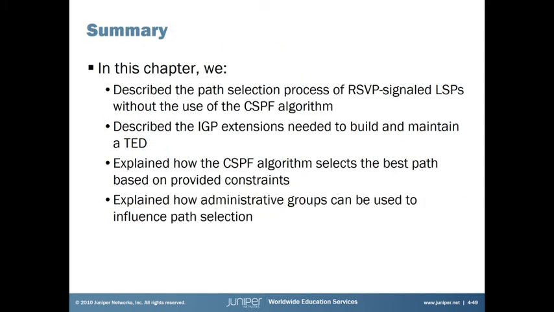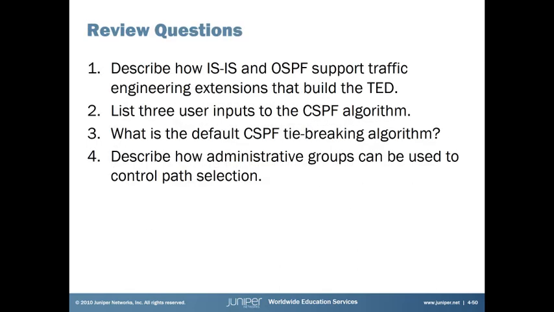Okay, so what have we covered so far? With constraint shortest path first, we have described the path selection process of RSVP signaled LSPs without the use of CSPF, and then we've described the IGP extensions needed to build and maintain our traffic engineering database. We've explained how the CSPF algorithm selects the best path based on provided constraints, and we've looked at how administrative groups can be used to influence the path selection. So let's look at some questions.